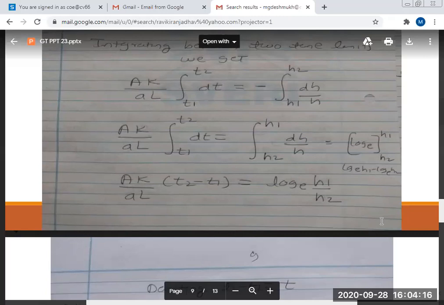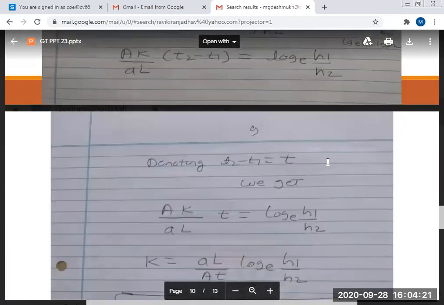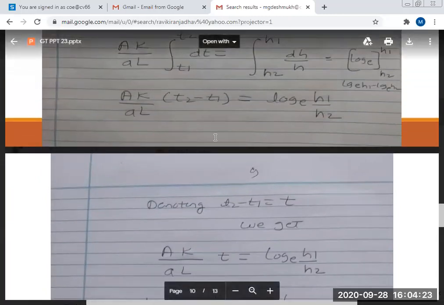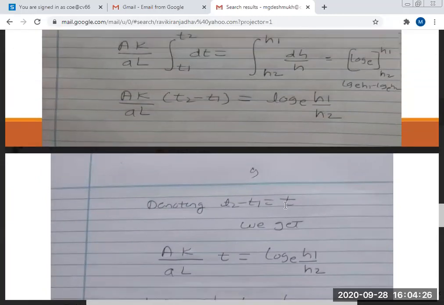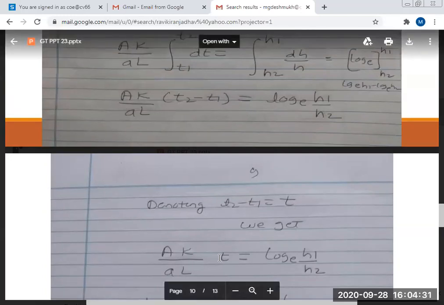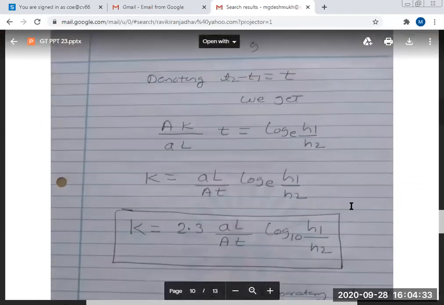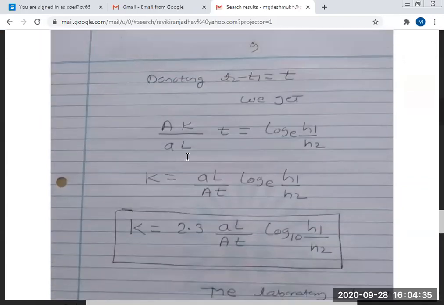aL into t2 minus t1 is equal to log e h1 by h2. So now denoting t2 minus t1 by t, we get aL into t is equal to log h1 by h2. But we are interested in k, so k is equal to, small a and L go in the numerator, capital A and t in the denominator, aL by At log base e h1 by h2. This is the formula for k.